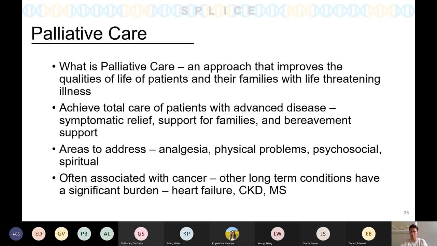The main purpose is to improve the lives of patients and their families with life-threatening illness. And there are many different areas to do this. So pain relief is a massive one and often the one people think about in terms of alleviating symptoms. But then also physical problems like a lack of mobility or inability to clear secretions or convulsions, etc. These sorts of things can also be addressed. And then there's also this psychological element that comes with it, coming towards the end of life. And then often it brings in spiritual elements too. And again, people think of palliative care in relation to cancer, but a lot of other long-term conditions will also have a significant burden on people's lives. And then the palliative care team can also help to address these too.